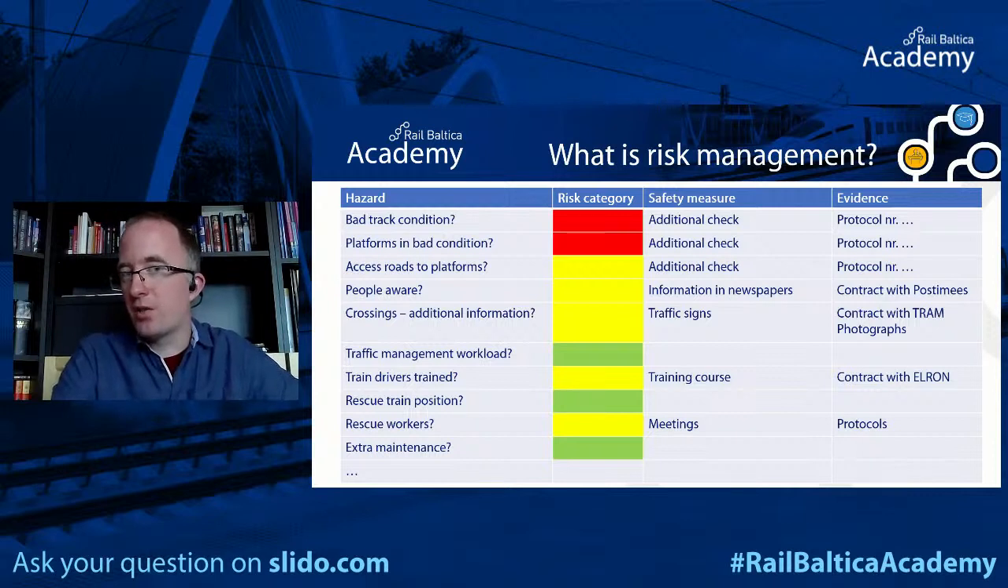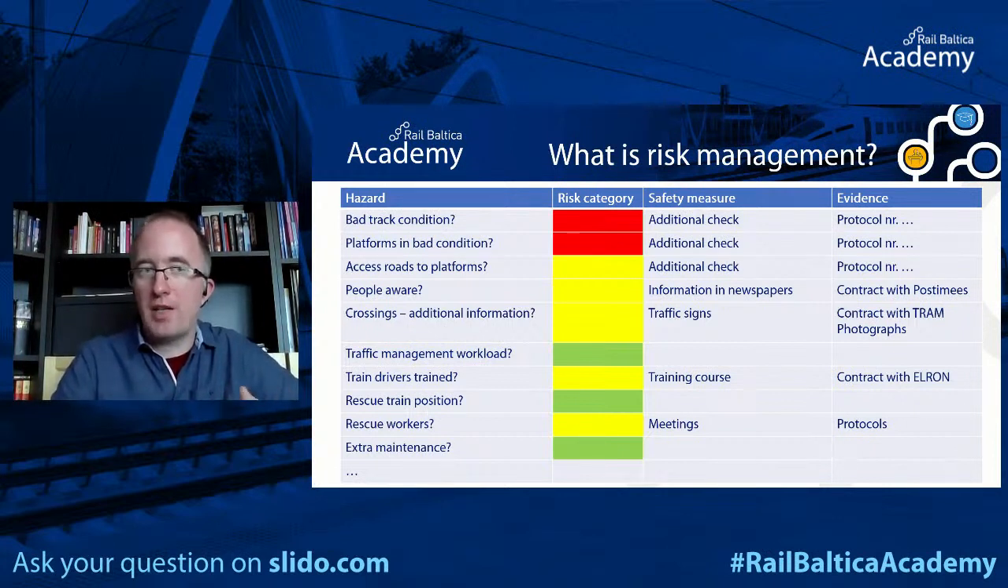And if the risk is green, then we propose some additional safety measures. Additional checks, information newspapers, traffic signs, training course, meetings. And it is important not just to propose those measures, but also to provide evidence that we really have done it. Only then we can be sure that it made sense, that the process is closed. And it's also a good practice to foresee which kind of evidence will really make us sure that the safety measure has been implemented. Contracts, photographs, protocols, and so on.